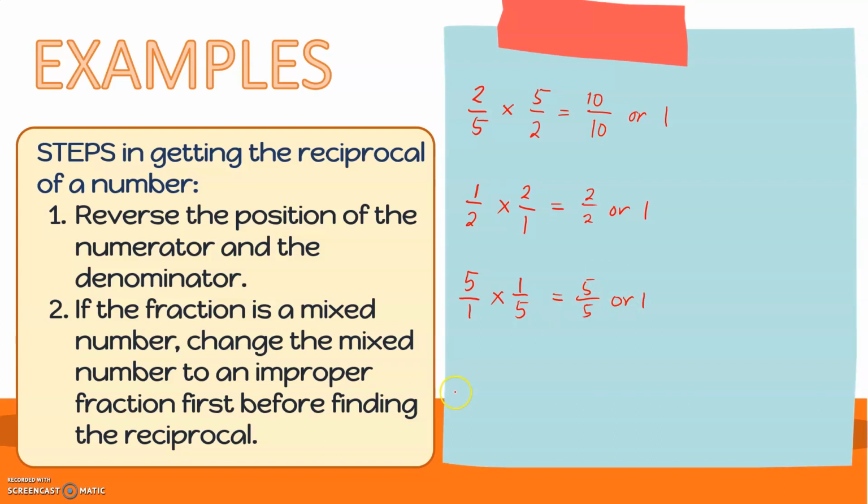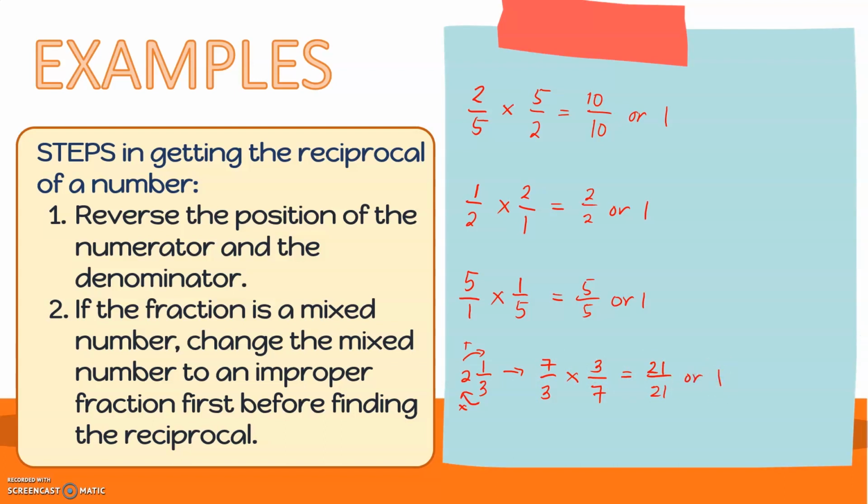Now, what if we have a mixed number? Say, for example, we have 2 and 1/3. According to our steps, if the fraction is a mixed number, we first change the mixed number to an improper fraction before finding its reciprocal. So let's multiply 2 and 3. 3 times 2 is 6 plus 1. That will give us 7. Then we copy the denominator 3. To get the reciprocal of 7 over 3, again, we just switch the position of the numerator and the denominator. So the reciprocal of 7 over 3 is 3/7. Because when you multiply 3/7 and 7 over 3, that will give us 21 over 21 or 1 whole.